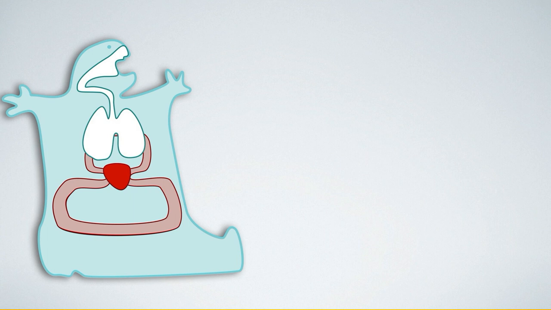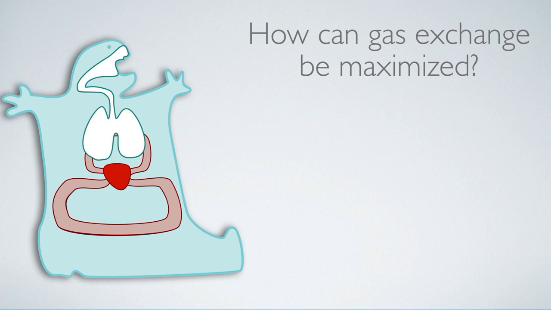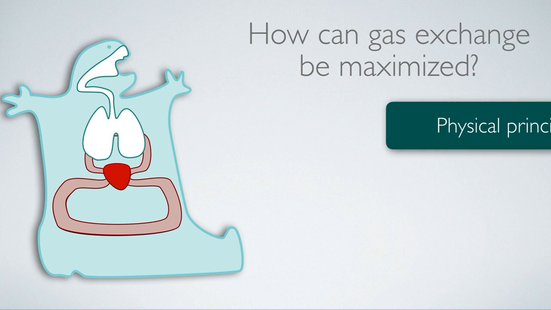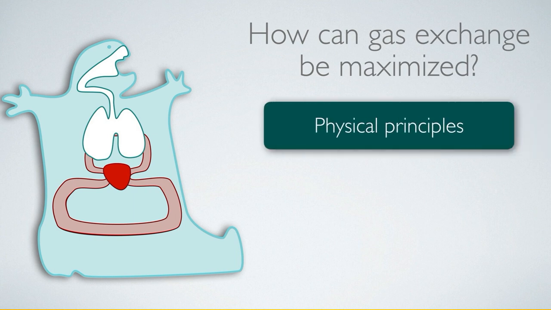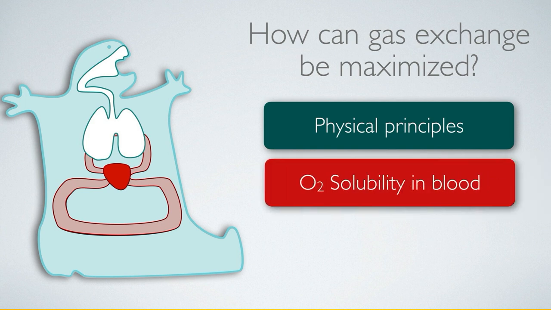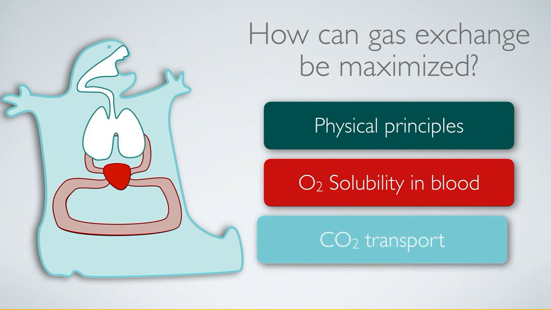Okay, so we have the lungs and all the vascularization within the lungs because of that, because the cells need oxygen. So the first question that we're going to address is, how can gas exchange be maximized? So we're going to consider the physical principles of exchange. We're going to consider the role that blood chemistry plays in this, and in particular the solubility of oxygen in the blood, and then finally the transport of carbon dioxide.